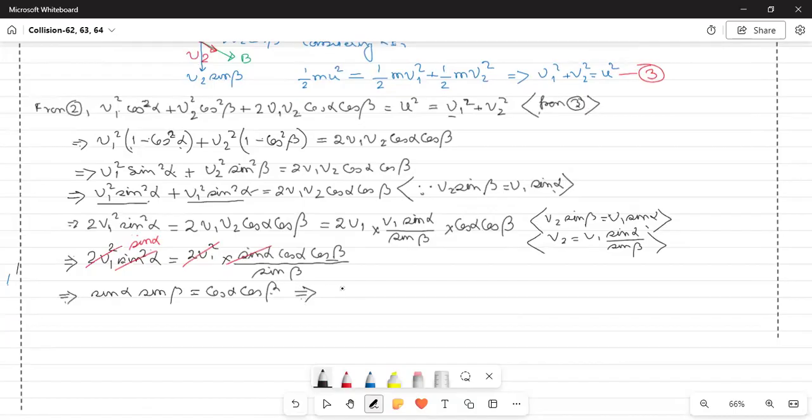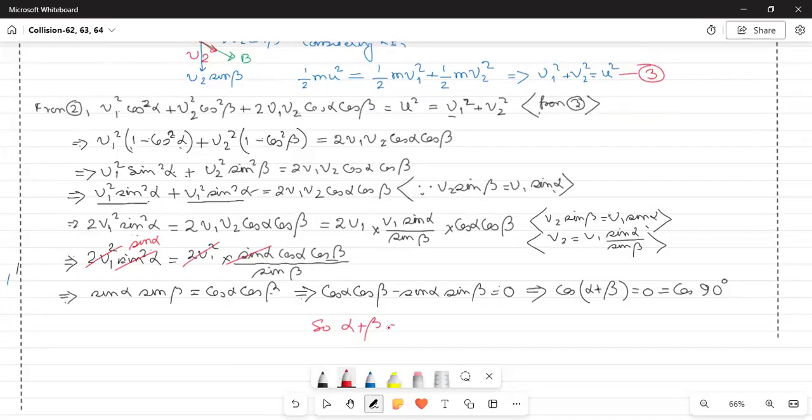From here we get cos alpha cos beta minus sine alpha sine beta is equal to 0. From here we get cos of alpha plus beta is equal to 0, which is equal to cos of 90 degree. So alpha plus beta is equal to 90 degree.